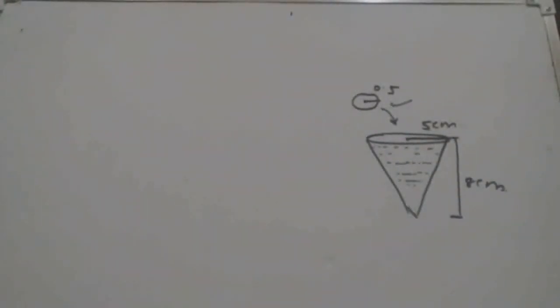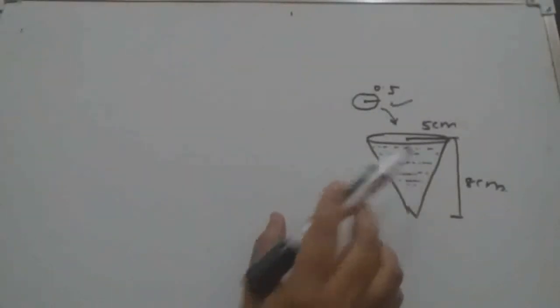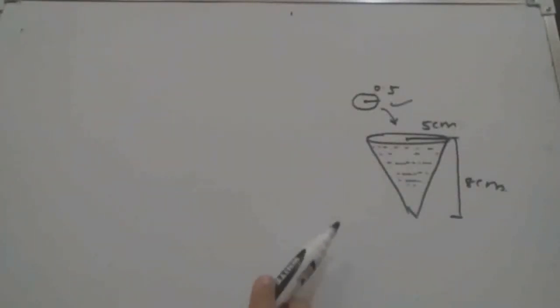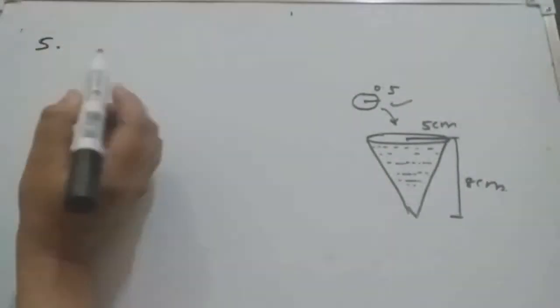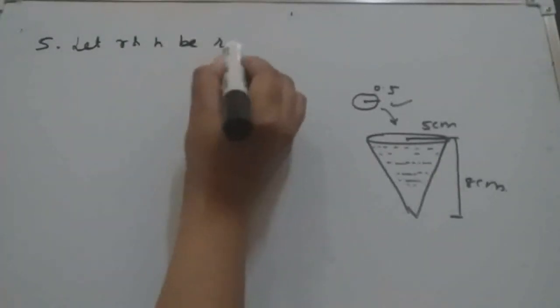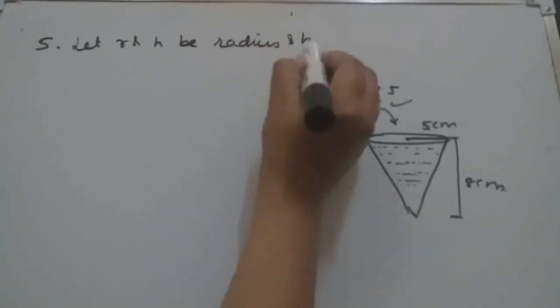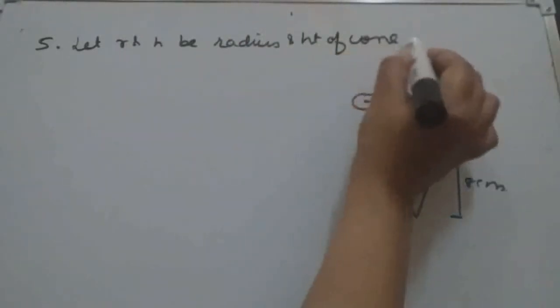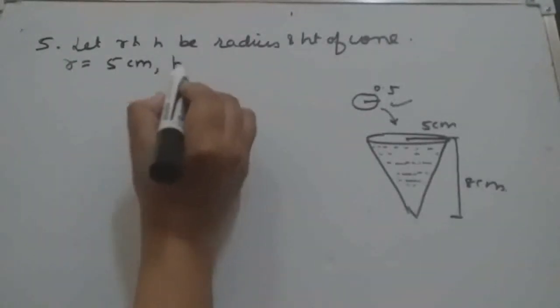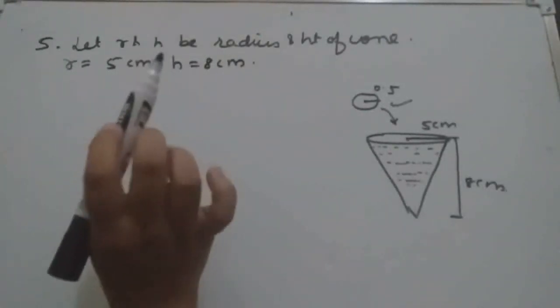So what will we do? Now it is given, what about volume? The volume that flows out is 1/4 of the volume present in this. So first we will find the volume present in this conical vessel. This is question number 5. So let R and H be the radius and height of the cone. R is 5 centimeter given and height is 8 centimeter given.